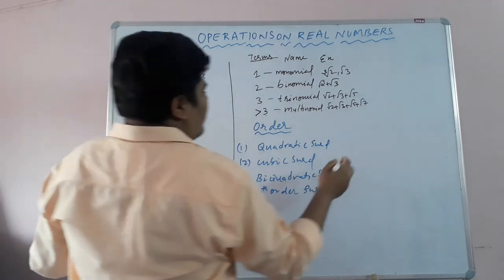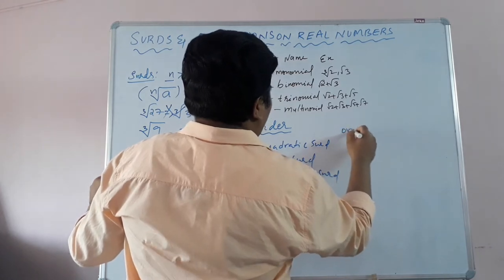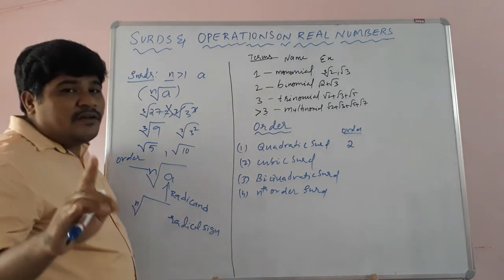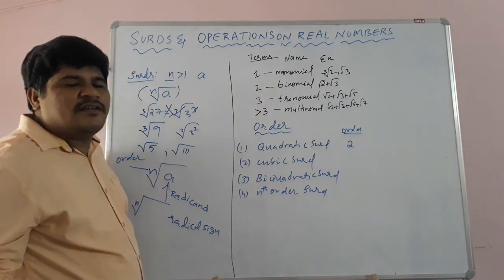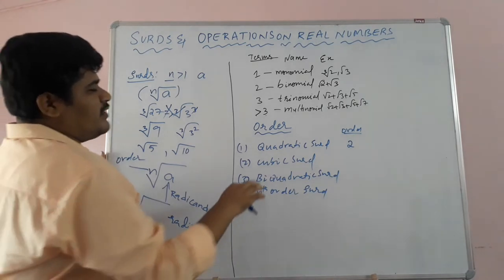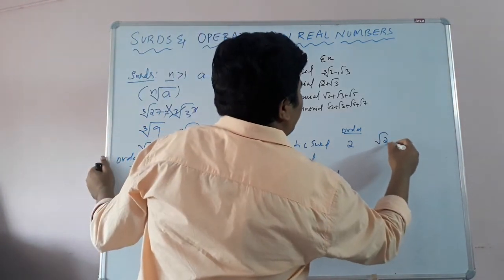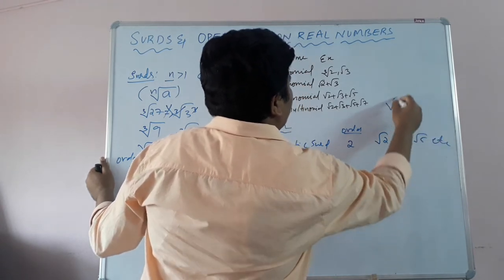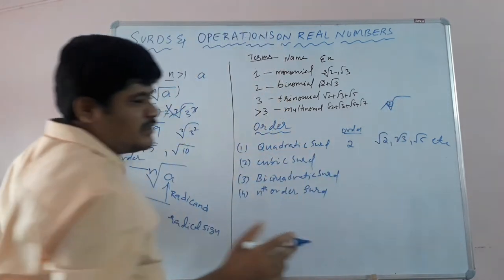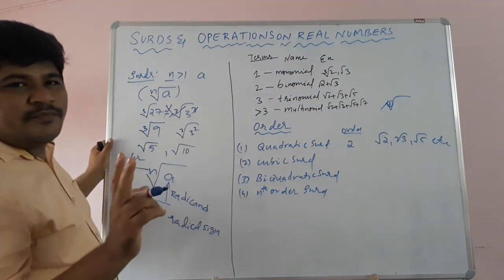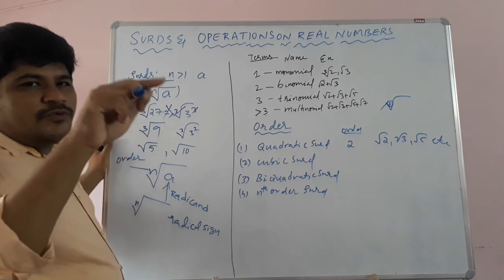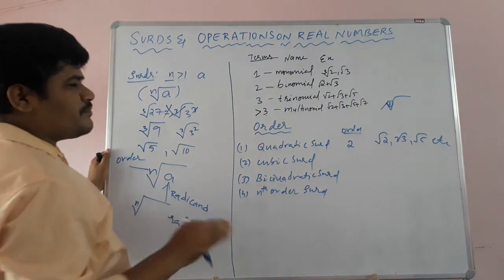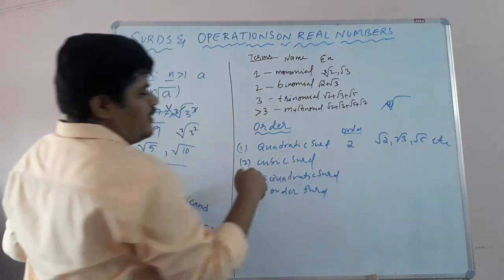Suppose, students, if the order is 2, then that is called a quadratic surd. Remember, with order 1 we cannot express a surd, that is impossible. So if the order is 2, it is a quadratic surd. For example, the square root of 2, the square root of 3, the square root of 5, etc. For a square root we do not write 2 here, but a square root means order 2. So students, these are quadratic surds. Now cubic surds.